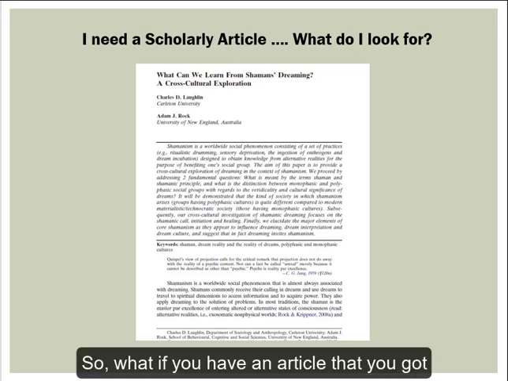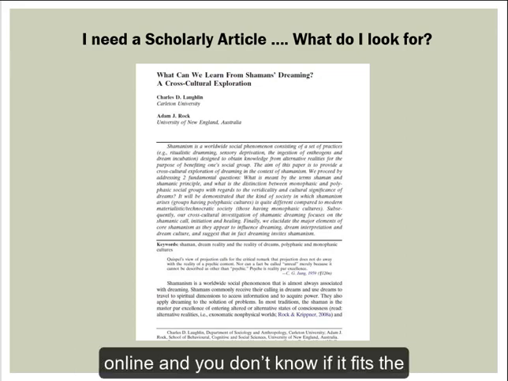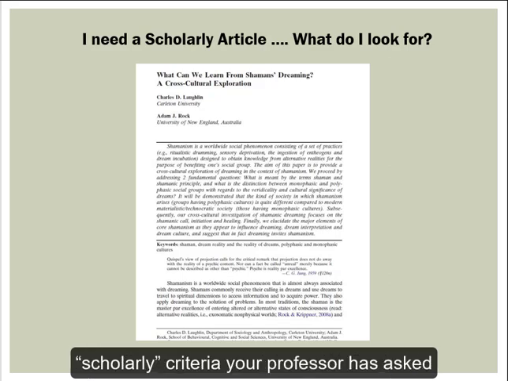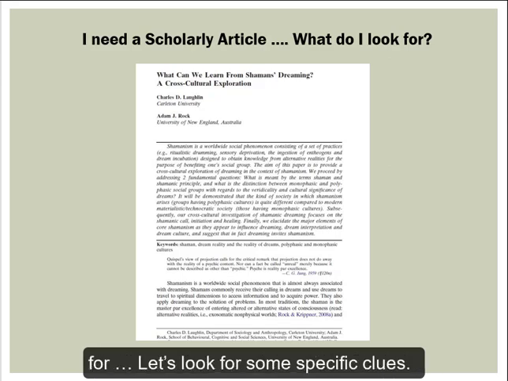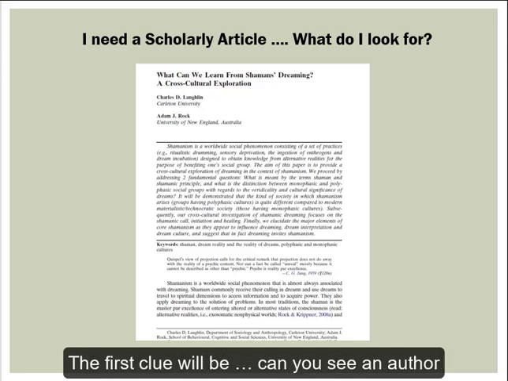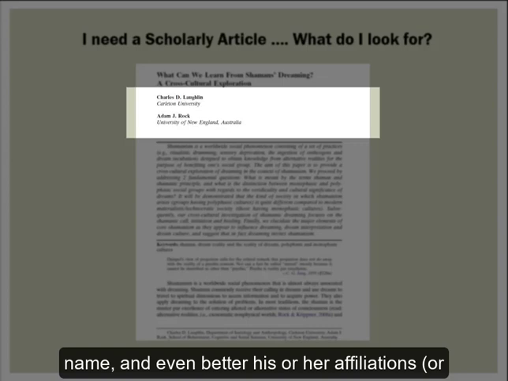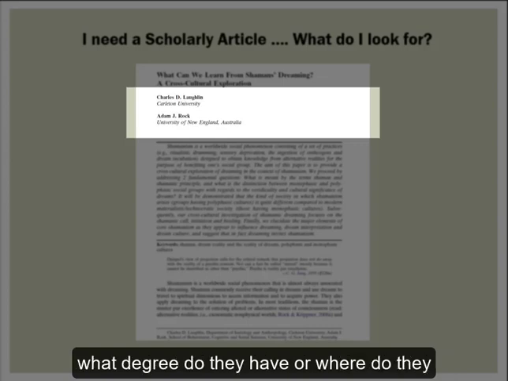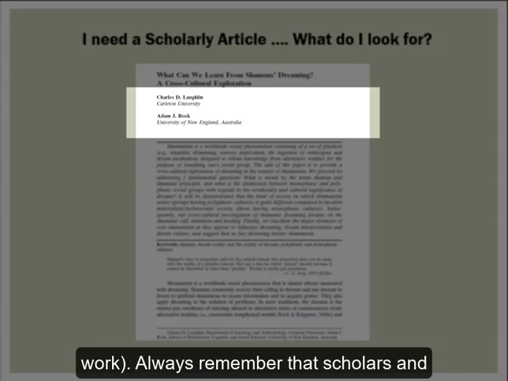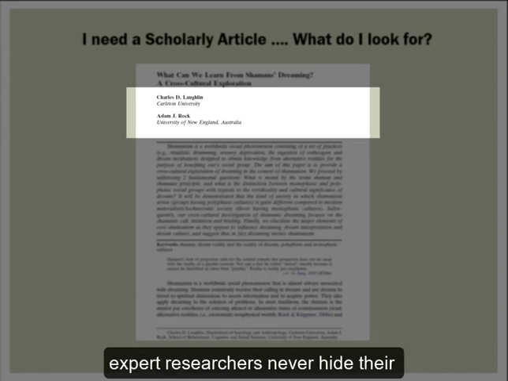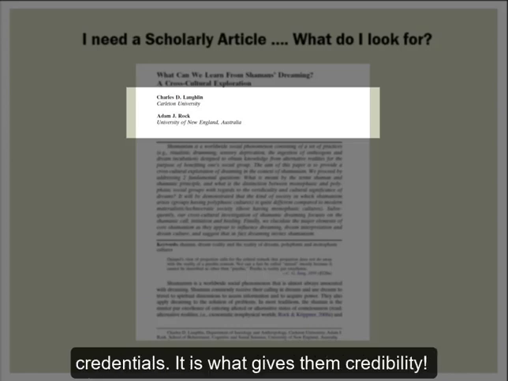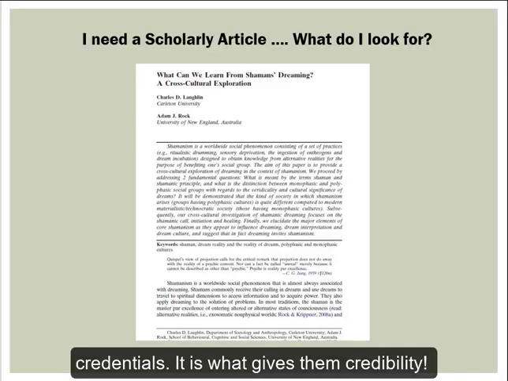So what if you have an article that you got online and you don't know if it fits the scholarly criteria your professor has asked for? Let's look for some specific clues. The first clue will be, can you see an author name and even better, his or her affiliations, or what degree do they have and where do they work? Always remember that scholars and expert researchers never hide their credentials. It is what gives them credibility.